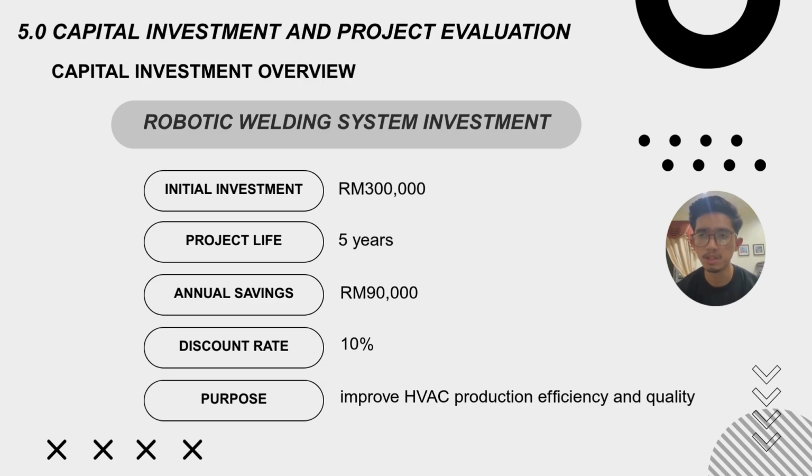For capital investment, Innotech Manufacturing Limited plans to purchase a new robotic welding system. The purpose of this investment is to improve the production efficiency and quality of HVAC units. The initial investment is 300,000 ringgit. The project life is 5 years with annual savings of 90,000 ringgit. The discount rate used for evaluation is 10%.